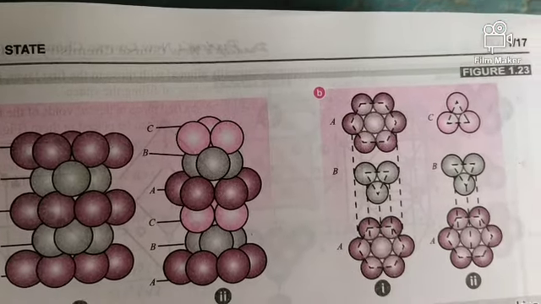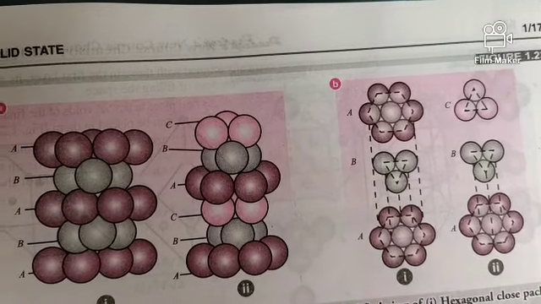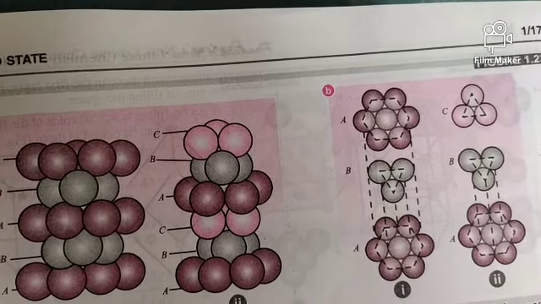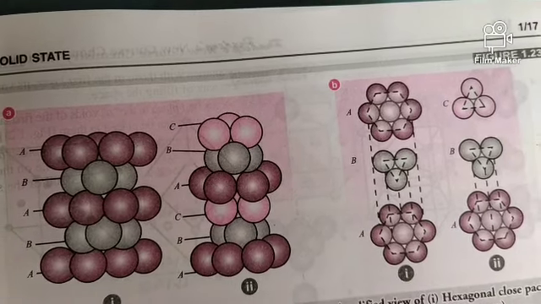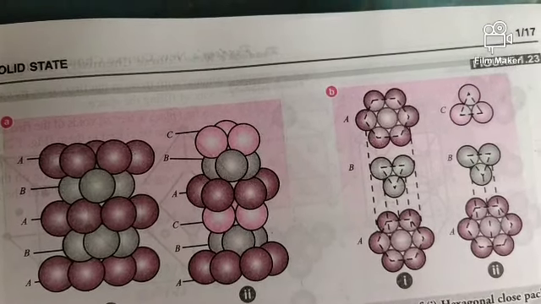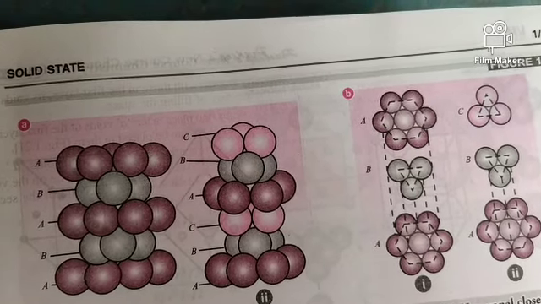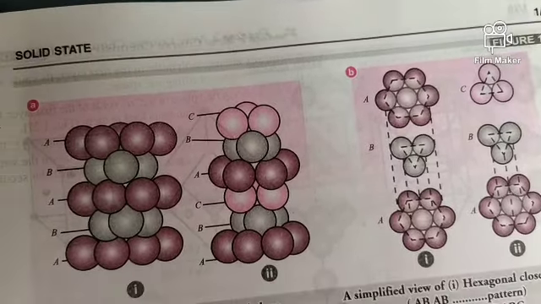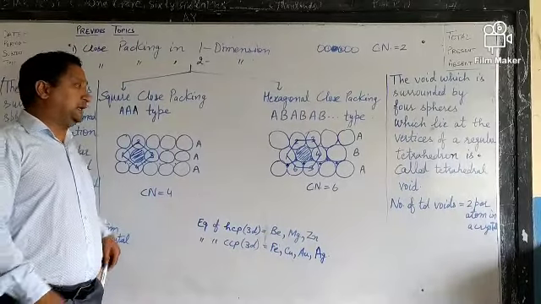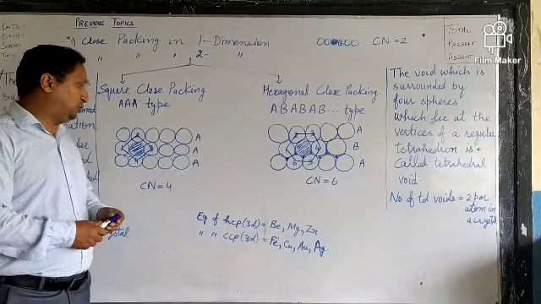And as far as the coordination number is concerned, in both HCP and CCP the coordination number is 12. A sphere is in contact with 6 other spheres in its own layer, 3 spheres are touching directly in the layer upwards and 3 spheres in the layer below. So that is the coordination number in both HCP and CCP.